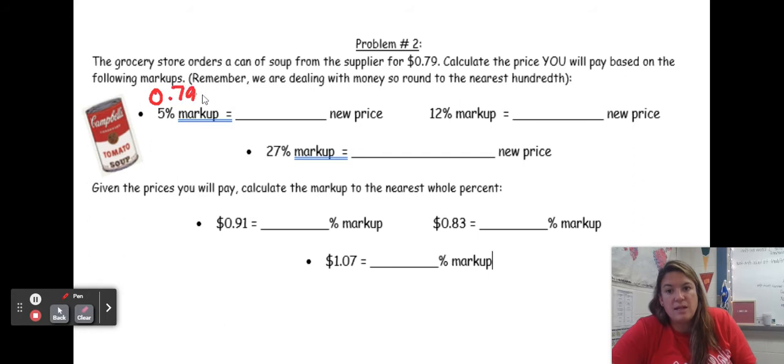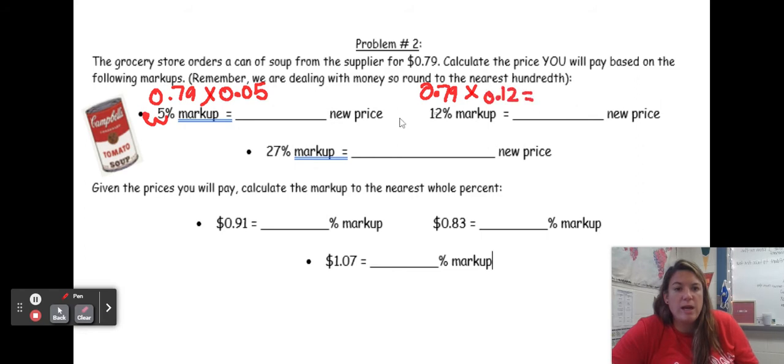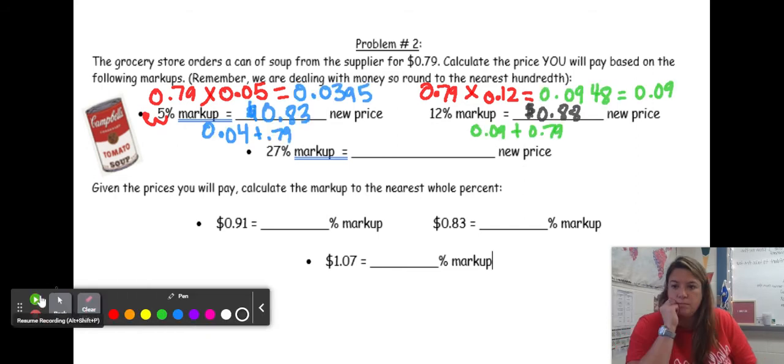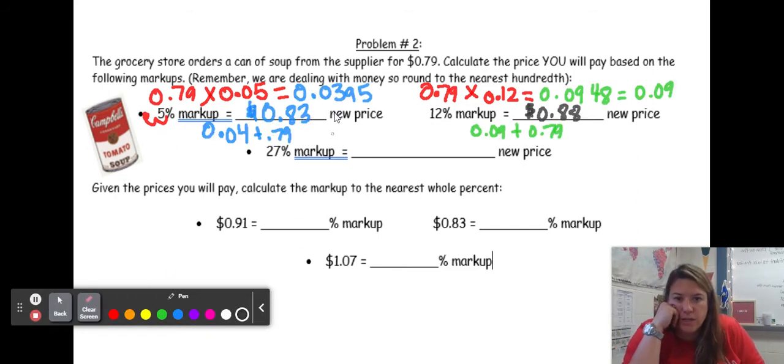So 79 cents times 5% as a decimal. Remember, it's 0.05 on your calculator. This one is 12%. So you're marking this can of soup up 12%, so 0.12. Go ahead and calculate those two and see what you get for the new price. Pause here. All right, guys, how'd you do here?